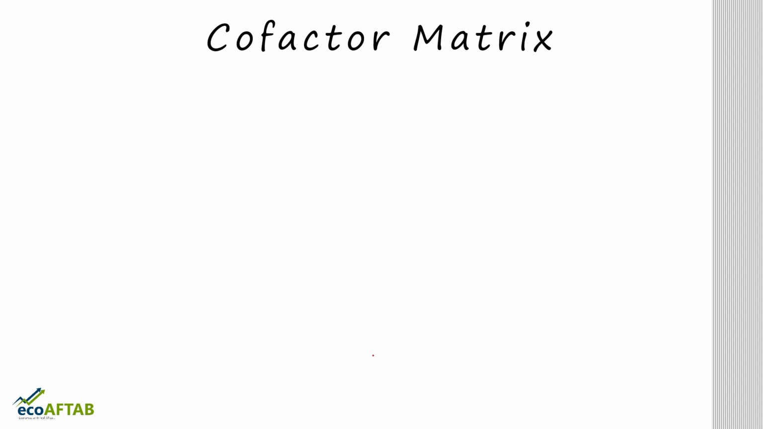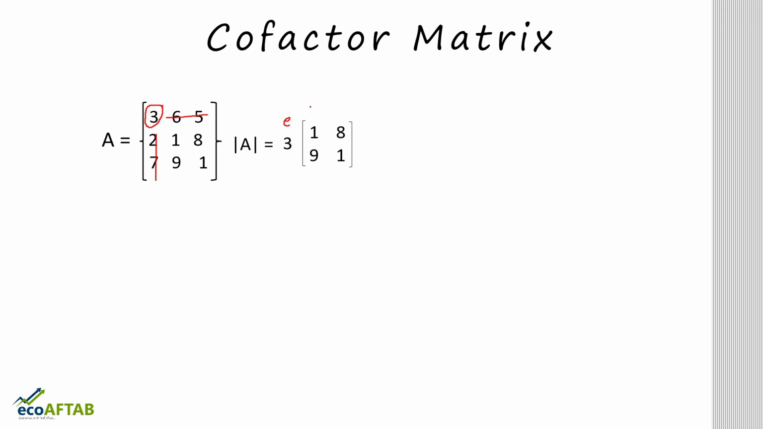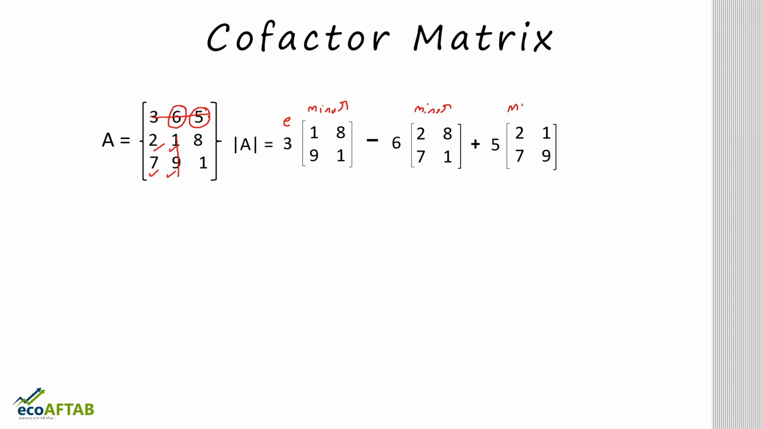So let me say this is a cofactor matrix. How to find it out? There is a matrix A, and in the previous session I told you how to solve the determinant. So determinant of A is the element multiplied by its minor, minus this element 6 multiplied by its minor, that is 2871. And similarly, when I speak about this particular element, plus 5, remove this and remove this, what remains is 2179.